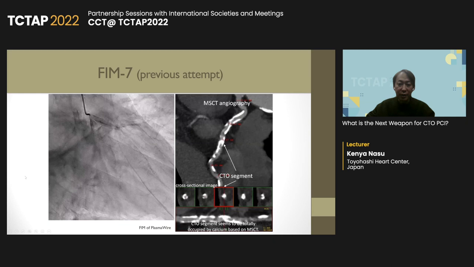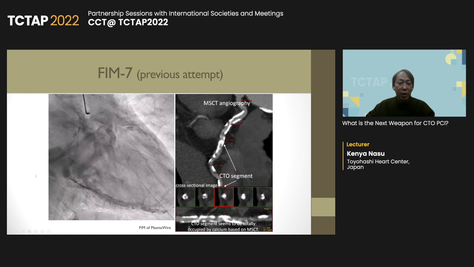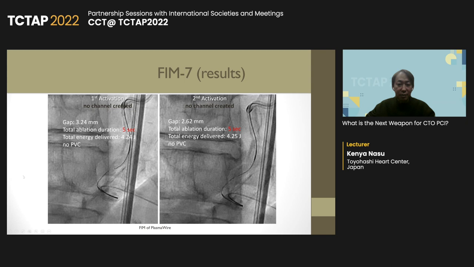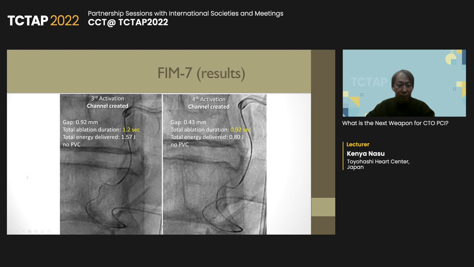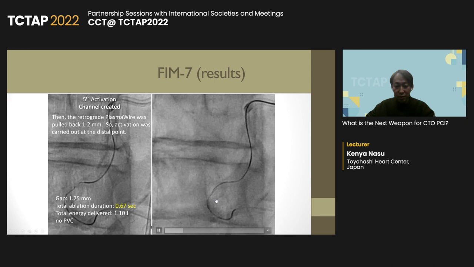In the CT findings, you can see the full moon calcification in the middle of the RCA. So we put two electrodes from the antegrade and the retrograde sides, and applied the plasma energy several times. Finally, we could make a connection between the two electrodes. After making the connection, XTR easily passed inside the connection.